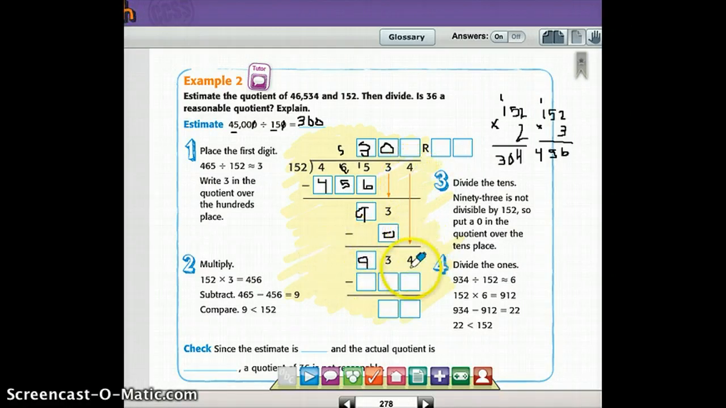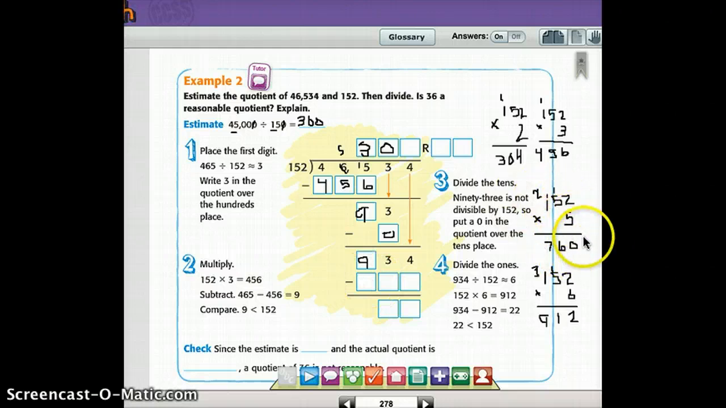So now I have 934. Now I have to figure out how many times 152 can go into 934. Okay, so I worked this off to the side again. I first did 152 times 5, just to guess, and I got 760, so I thought that it could go into it a little more. So then I did 152 times 6, and I got 912. So I think that's as close as we can get.